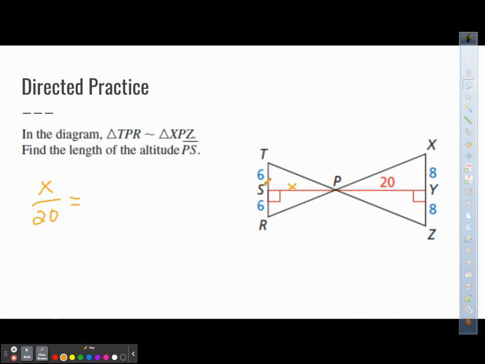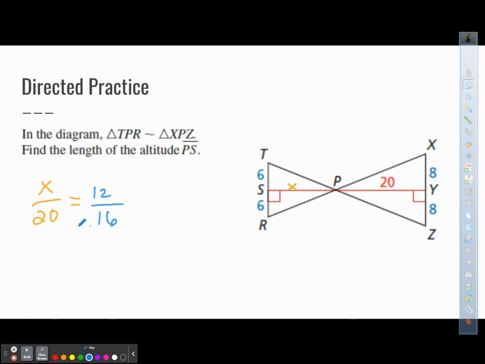Now you could set up your ratio to do this side compared to this side. They didn't give me the whole side. They just gave me TS and SR. Rylan, what would this entire side be? Perfect. How did you get 12? Awesome. And Allison, what would be this side over here? How did you get 16?